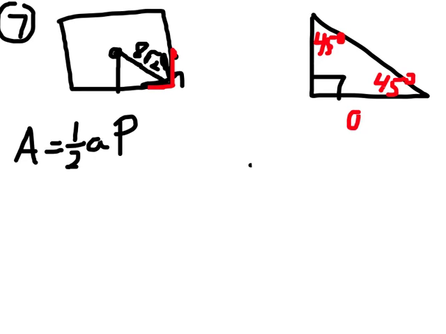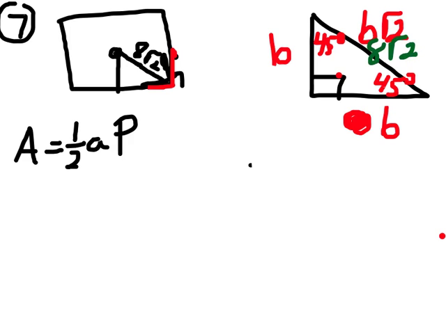Across from the 45, I could label that A. Across from this 45, I probably should not pick A because A is the apothem. Across from 45, let's just call it B. And across from the 90-degree angle, it would be B square root of 2. Now, they told me that that little radius over there was 8 square root of 2. So I can see that B is 8. That makes that side 8. It makes that side 8. So my apothem is actually 8.